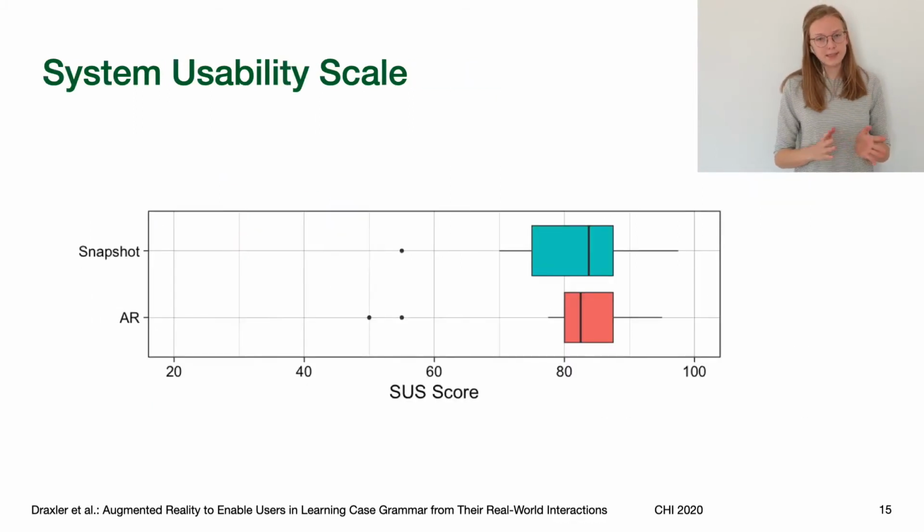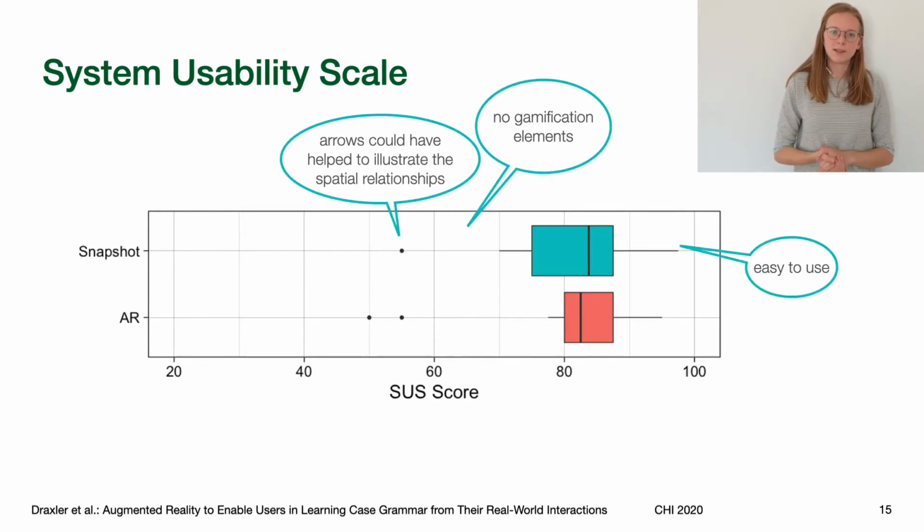The system usability scale showed some additional proof for the fact that they were not really different in usability either. Plus, we collected a couple of statements here to show why some of the ratings could have been caused. The first one is for Snapshot. People said that arrows could have been useful to display the actual spatial relationships. And they also missed gamification elements like a points score or level system. But overall, the app was easy to use.